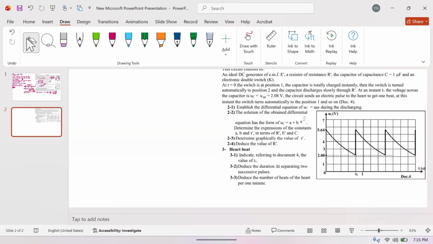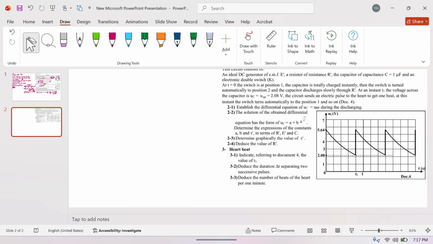At t0 equals 0, the switch is at position 1. The capacitor is totally charged instantly. Okay. Then the switch is turned automatically to position 2. So we charge the capacitor. Once it's done, we switch it to position 2. Then the capacitor will discharge. And we have to repeat that many times.